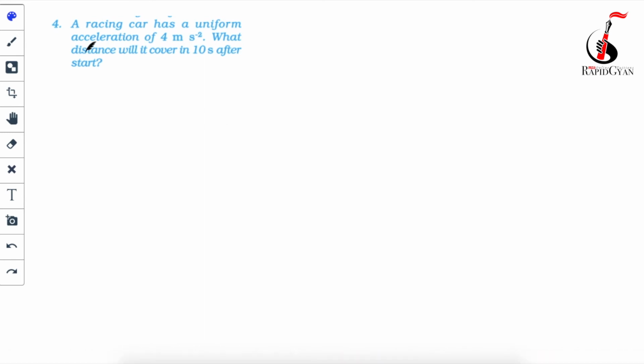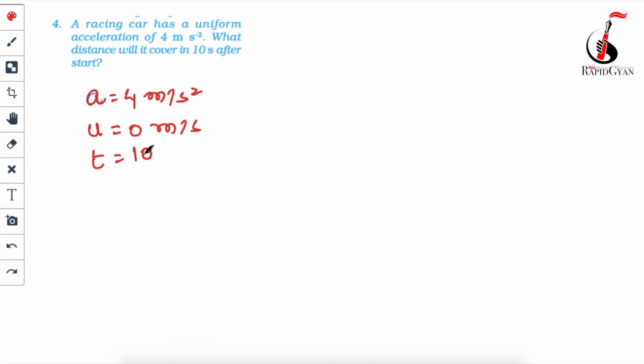A racing car has a uniform acceleration of 4 meter per second square. So I will simply write it over here. Acceleration is equal to 4 meter per second square. What distance will it cover in 10 seconds after start? After start means the u will always be 0. In this case, u will be 0 meter per second. Sorry, 0 meter per second.